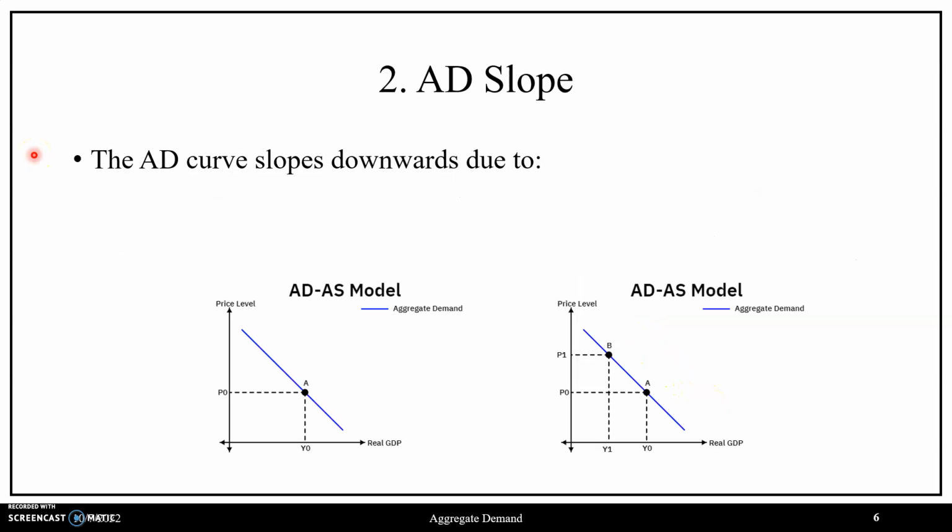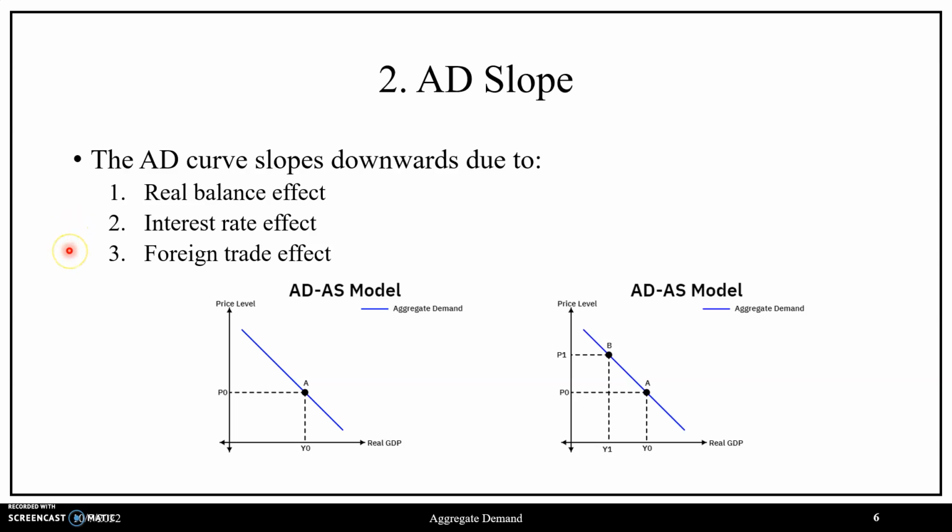Now, the reason why the aggregate demand curve slopes downwards, or that there's a negative relationship between the price level and quantity demanded in terms of real GDP, will be attributed to the real balance, interest rate, and foreign trade effects. Beginning with the real balance effect, and starting with our graph on the left, we'll be assuming the price level P0 and the quantity level Y0 with respect to real GDP corresponding to point A. In terms of the real balance effect, agents in the economy will have wealth, where wealth is going to be the sum of income as well as agent asset holdings.